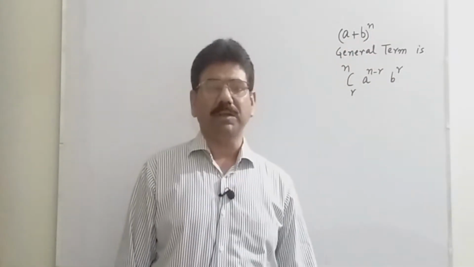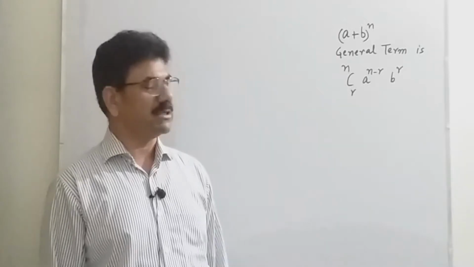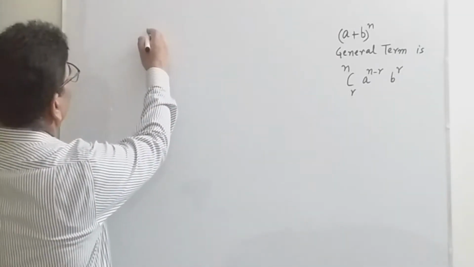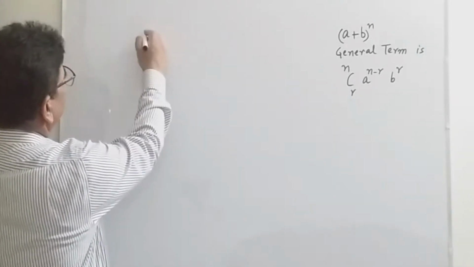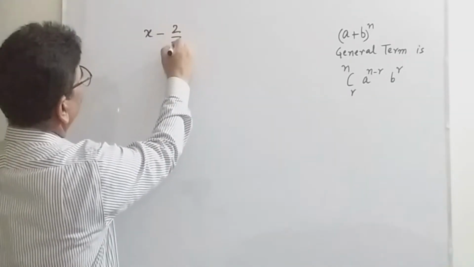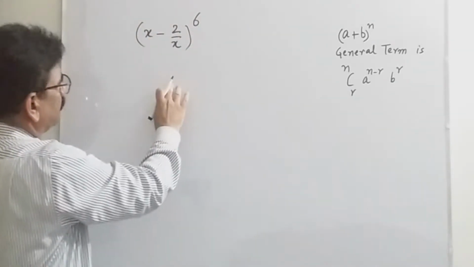Students, today we will learn how to use the general term of the binomial expansion (a + b)^n to find the term independent of x in the given expansion. For example, if we have to find the term independent of x in the expansion of (x − 2/x)^6, then we will proceed as follows.